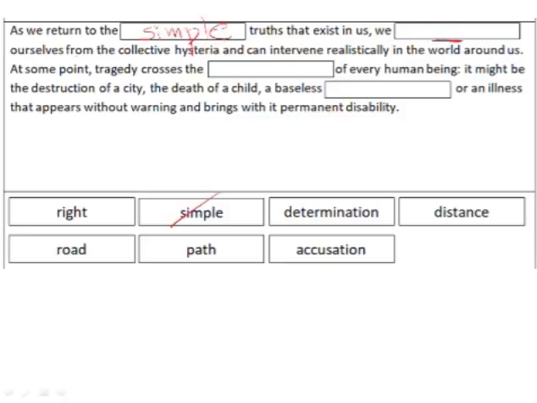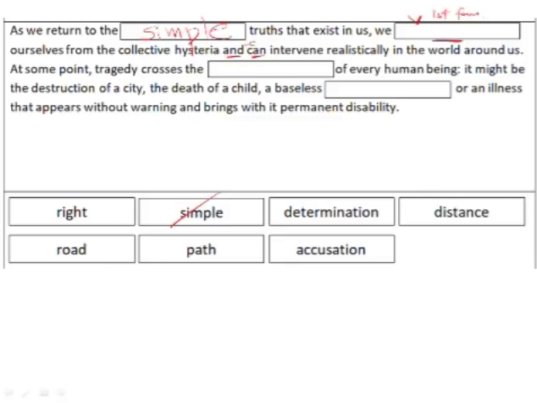So as we return to the simple truths that exist in us, we blank ourselves from the collective hysteria and can intervene realistically. There are 2 sentences with an and. So the rule of parallel construction works here because this also has a can: we can intervene. Can is the first form of the verb. So we need a verb in the first form.